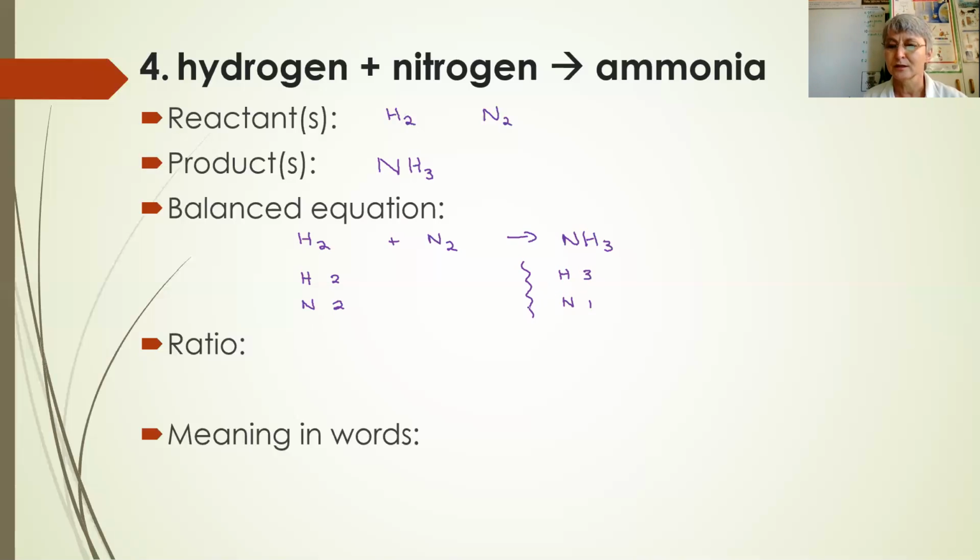Now here we need to use some maths, and we would say look for the lowest common multiple amongst the hydrogens 2 and 3. So it looks like if I multiply this hydrogen by 2, I will get 6 hydrogens and 2 nitrogens. If I multiply this hydrogen by 3, I would get 6 hydrogens, and the nitrogens remains 2.